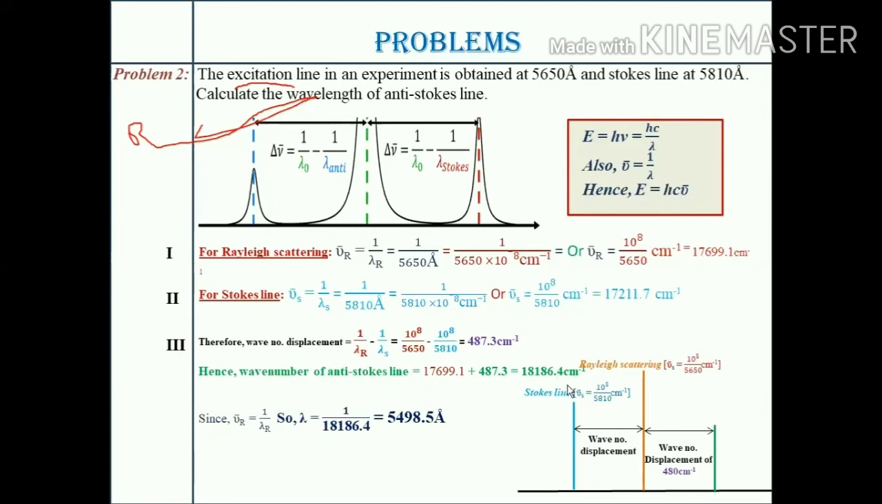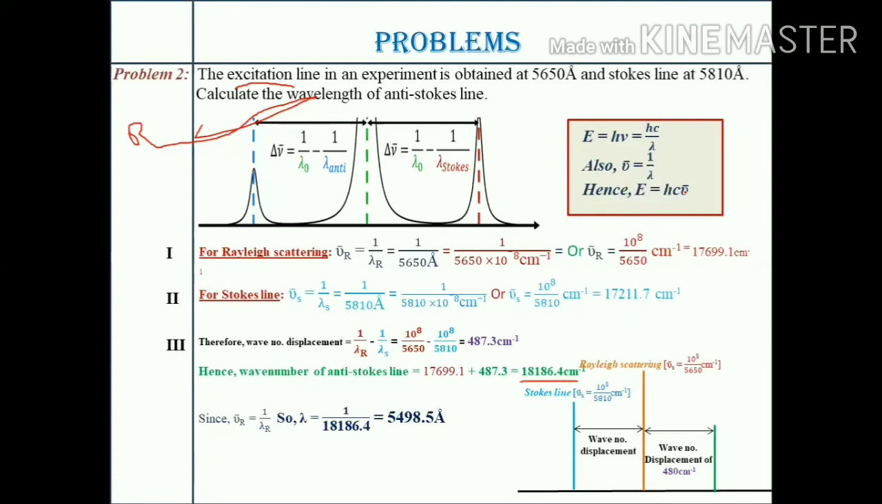Now this is the value obtained for wave number. It is not the wavelength. Please don't forget that. This is a very common mistake that students often commit. This centimeter inverse is the unit for the wave number. It is not the unit for the wavelength. So what do I need to do next? I need to convert this wave number into wavelength.